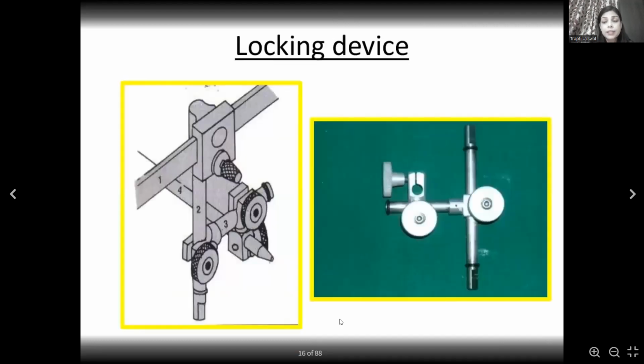This is the locking device. This is the device which helps to lock the U-shaped frame and the stem of the bite fork with the U-shaped frame and the bite frame into one assembly. So the locking device is used to tighten all the things in place.